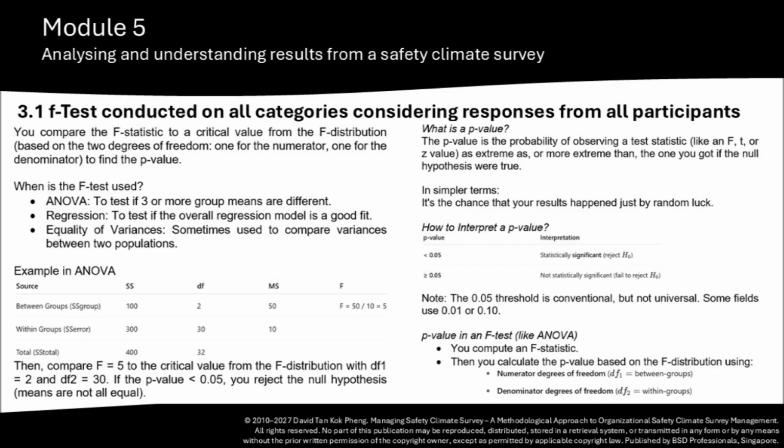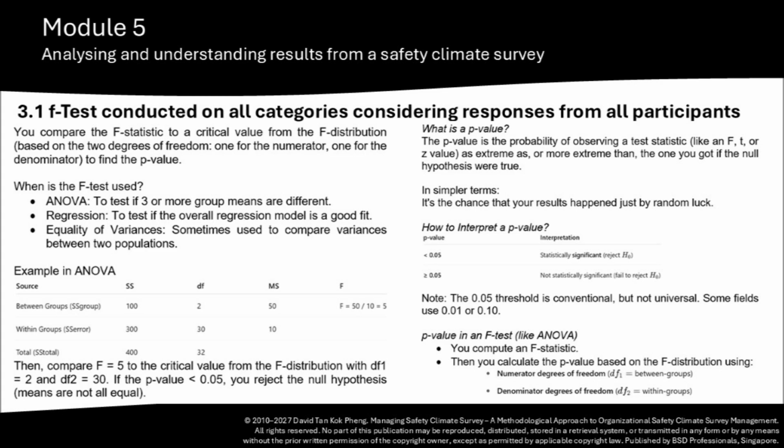For example, in an ANOVA test, suppose the calculated F value is 5. We then compare this value to the critical value from the F distribution with df1 equals 2 and df2 equals 30. If the resulting p-value is less than 0.05, we reject the null hypothesis, meaning that not all group means are equal and at least one group differs significantly.